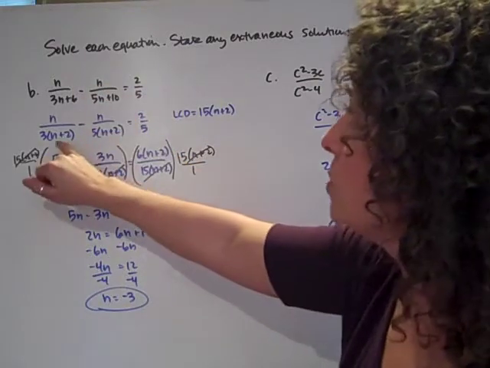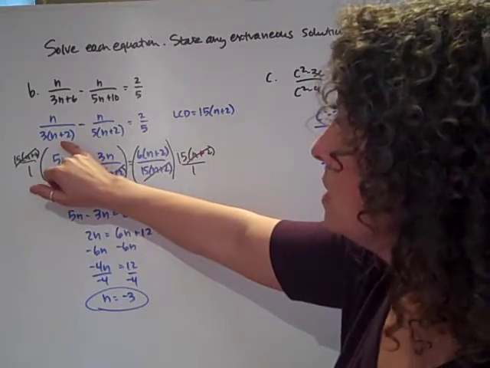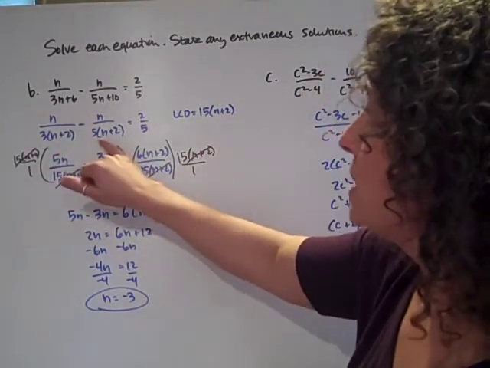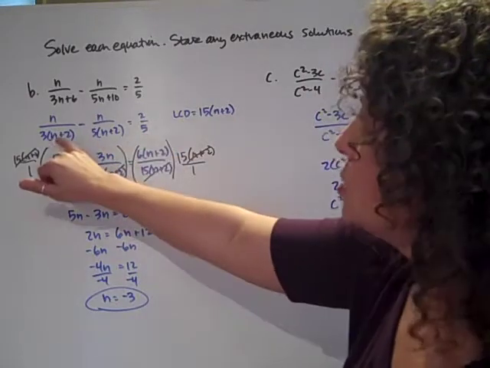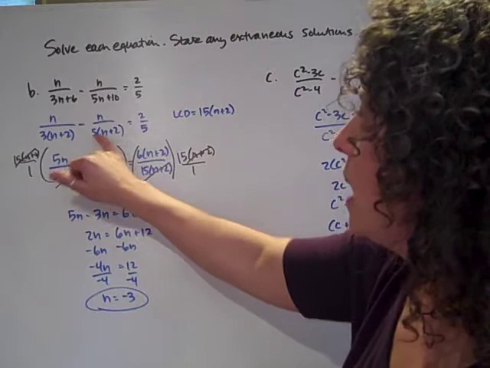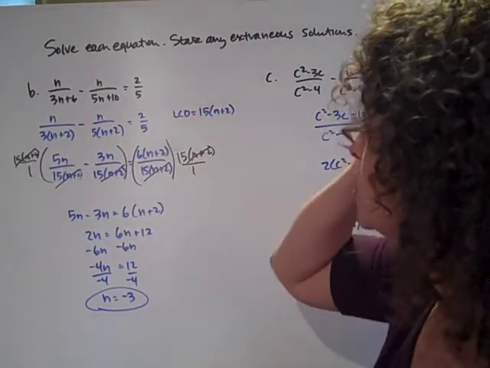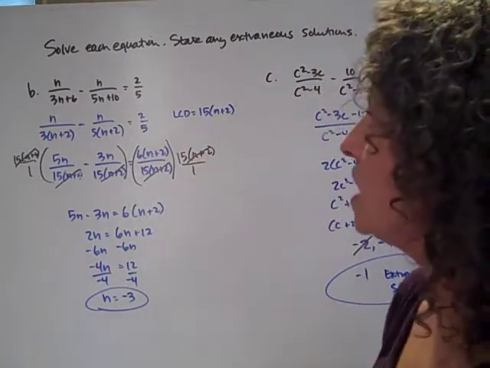So let's see what we can do. The first thing we're going to do is factor each of these denominators. My first one is 3 times (n plus 2). My second is 5 times (n plus 2). And my last one is 5. So I can use the (n plus 2), the 5 and the 3, which gives me an LCD of 15(n plus 2). So I'm going to make each of these denominators equal to my 15(n plus 2).